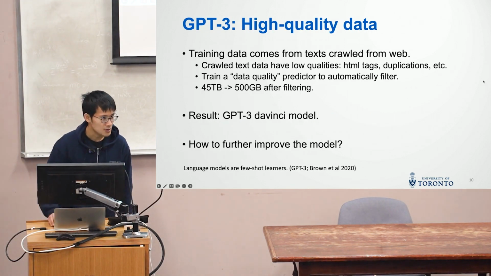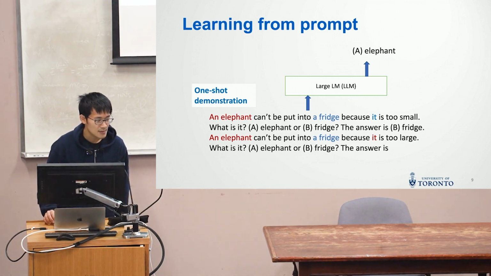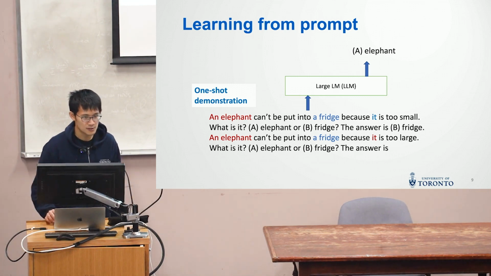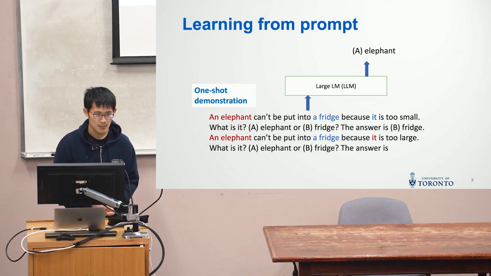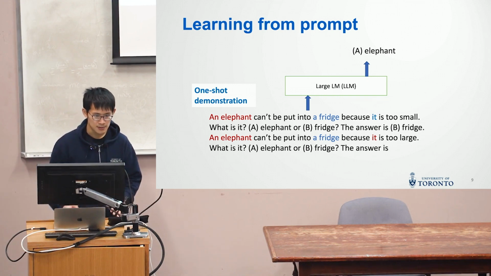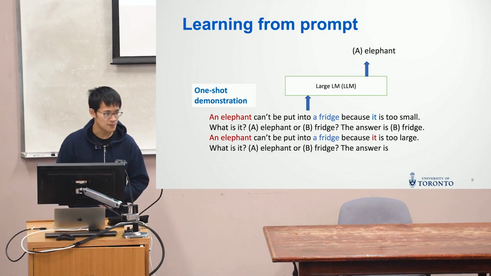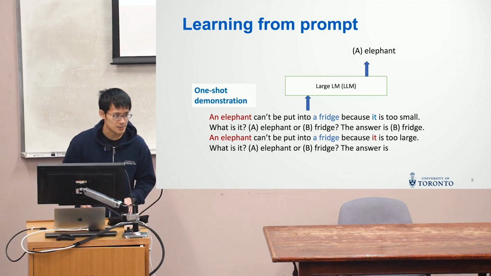And yeah, question? When we're talking about one-shot demonstration, does that one shot go into the training set? We're just using the large language model as is, so we don't train the large language model anymore, and we just prompt the model after the model is trained. So everything is about inference. It's not about training the language model. This is the key difference between the prompt learning paradigm and the previous paradigm.